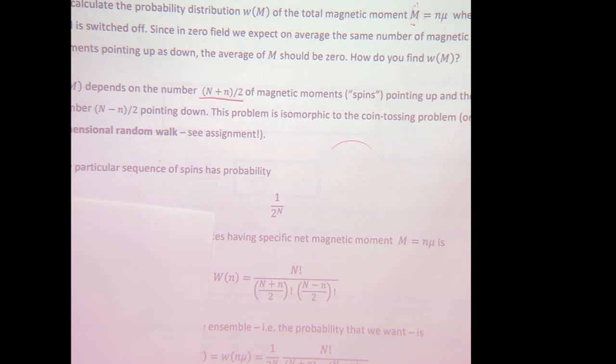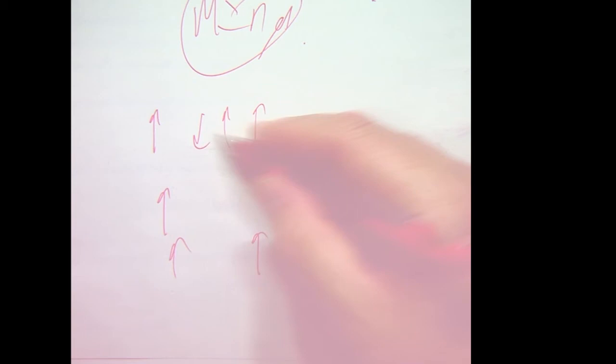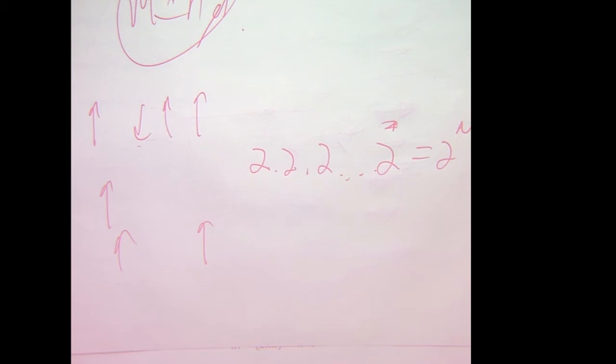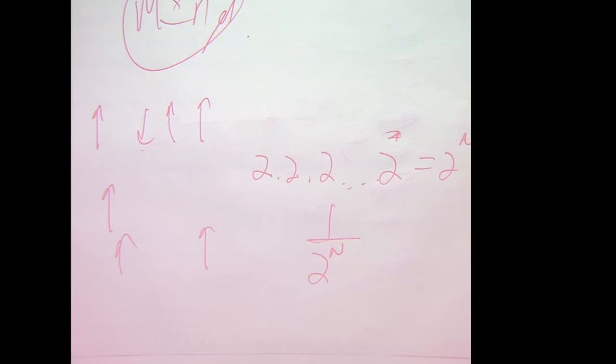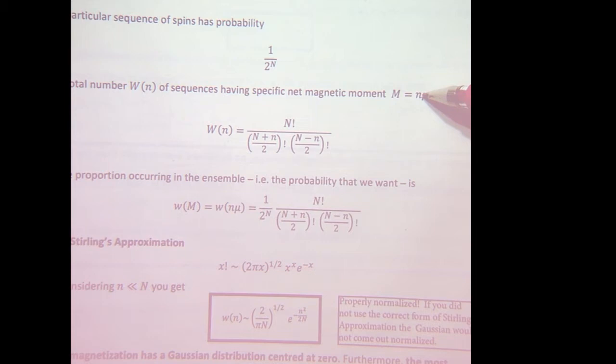Now any particular sequence, if there's no bias, any particular sequence of up and down is equally probable. You have two possibilities for the first one, times two possibilities for the second one, two possibilities for the third one, and there are N spins, N magnetic moments, so that's N times, so that's 2 to the N. Each of them is equally probable, so the probability is 1 over 2 to the N. So that's that.